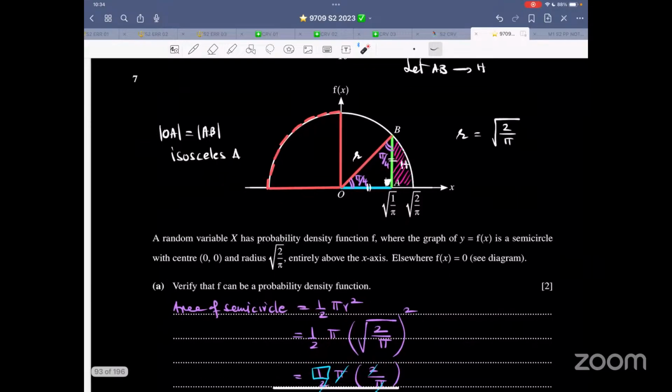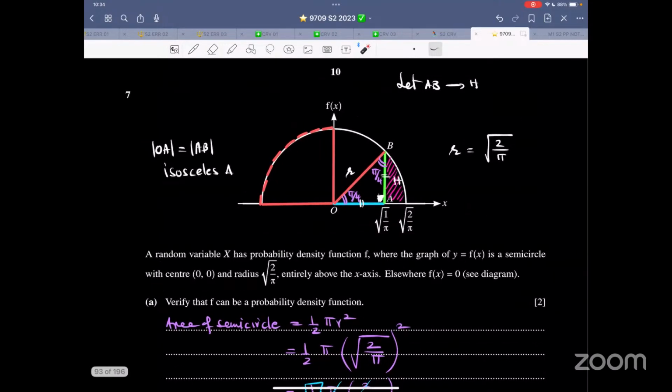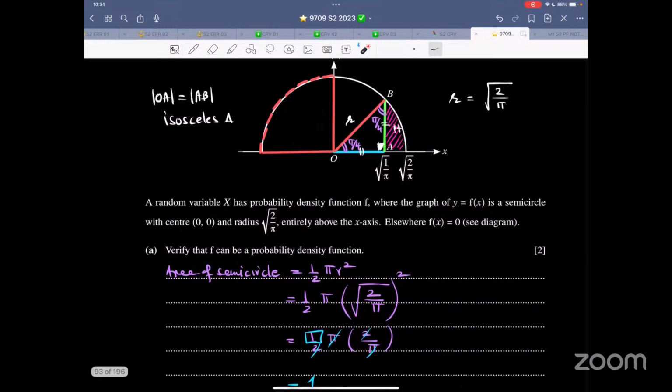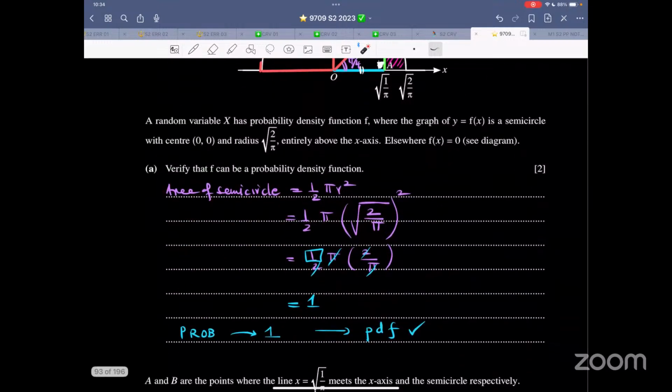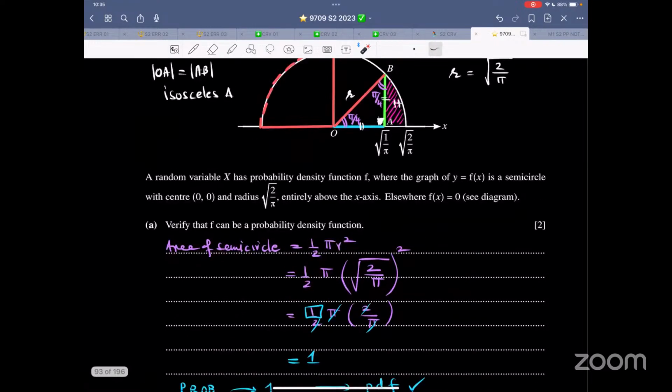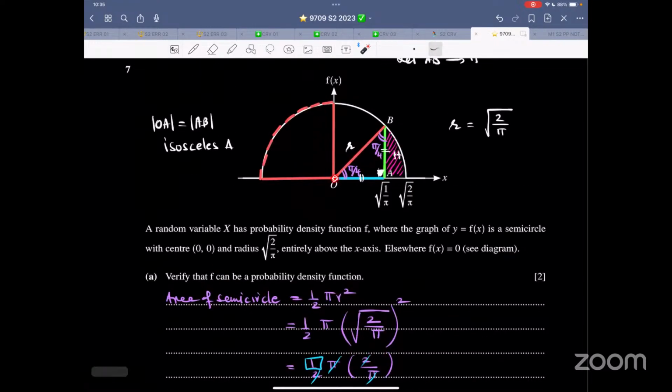First thing, area of semicircle. That is half into pi into r squared. R is in the exact form. When you square it, the square root disappears. The 2 cancels out, pi cancels out. That is beautiful. And the probability is 1. So that is the area of the semicircle. If you do it by integration, then you have an issue because we don't have an equation. So area of semicircle is best.